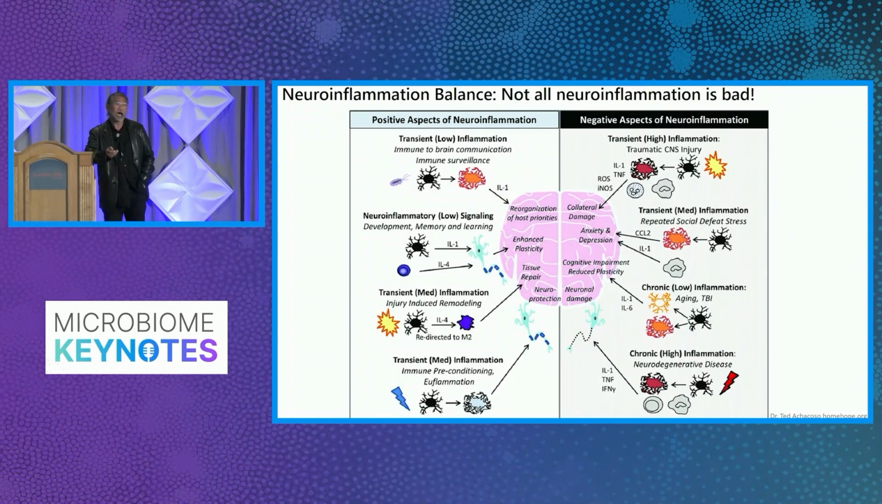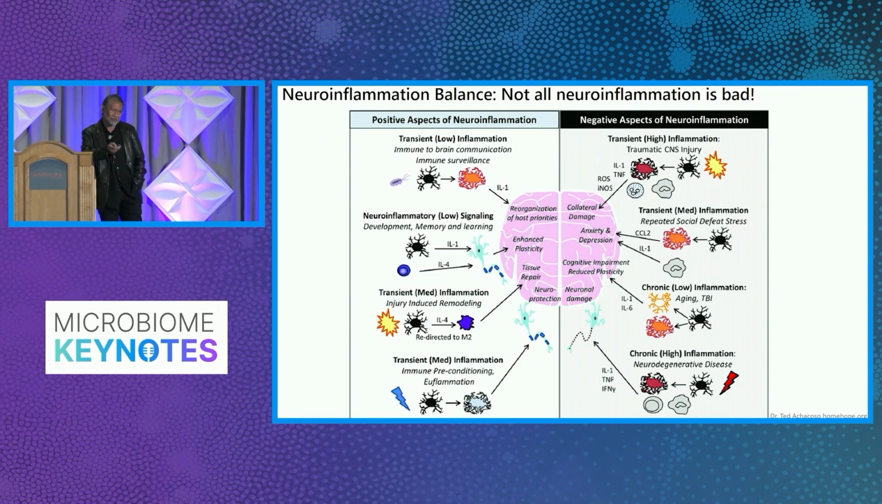So not all neuroinflammation is bad. In your gut, there's a certain optimal form of leakiness. In the gut, there's also an optimal form of inflammation that's optimal to the brain. So on low inflammation, there is immune-to-brain communication with immune surveillance. It is involved in development, memory and learning. Transient inflammation is involved with injury and induced remodeling. And this is called eustress. This is inflammation, right? And for those who are stoics here, eudaimonia.